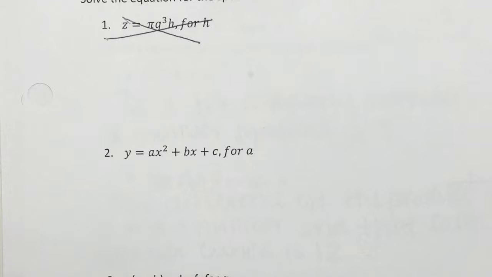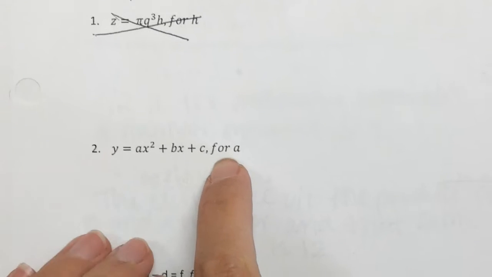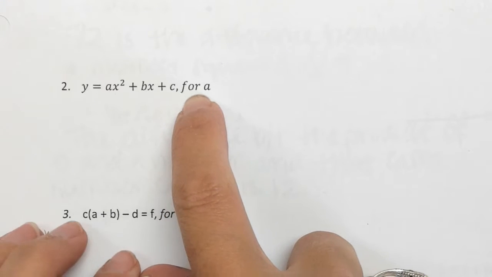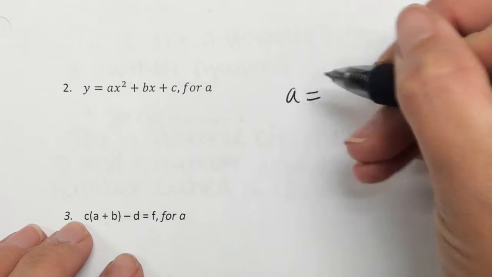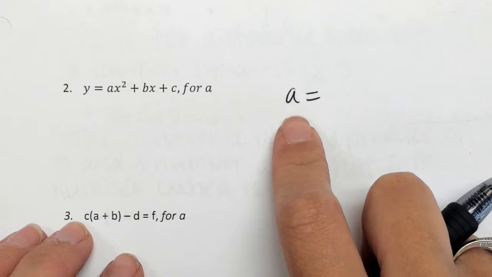Alright, this is the same thing that we just did. The only difference is there's letters instead of numbers. That's the only difference. So on number 2, when we're solving for A, how do we know that we've finished the problem? A will be by itself. Yes, it'll say A equals something. A will be by itself.